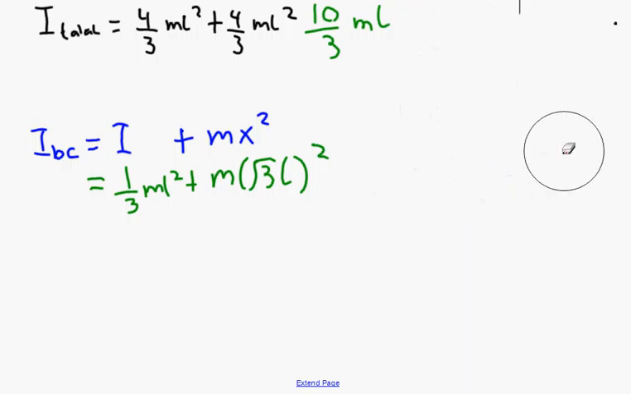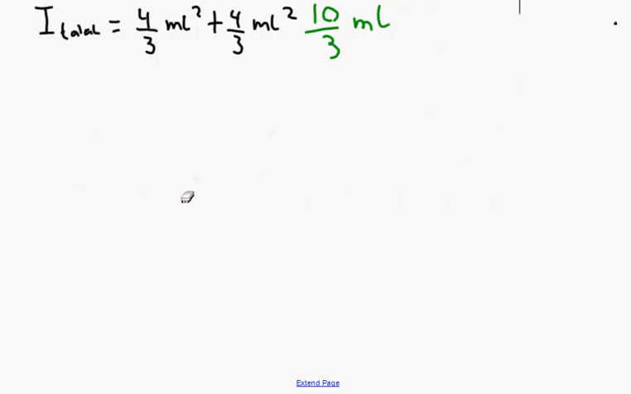So what we're doing there is adding that on to the 14 and the other 14, and we're going to get 18 over 3 ML squared.